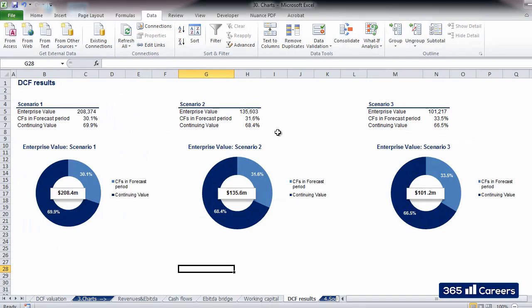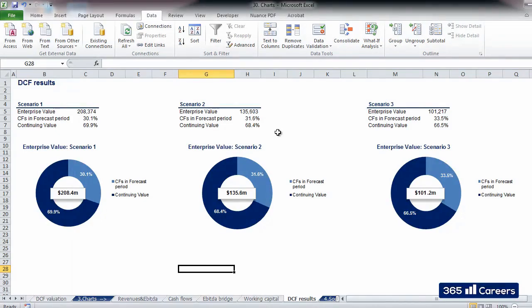In the last sheet, we have three donut charts. Each of them shows the enterprise value obtained in one of the three scenarios. The enterprise value varies significantly based on the scenario. The optimistic case gives a valuation of $208 million, while the pessimistic case is at $101 million. It is normal to have a large difference in these results, as growth parameters influence significantly a firm's value.